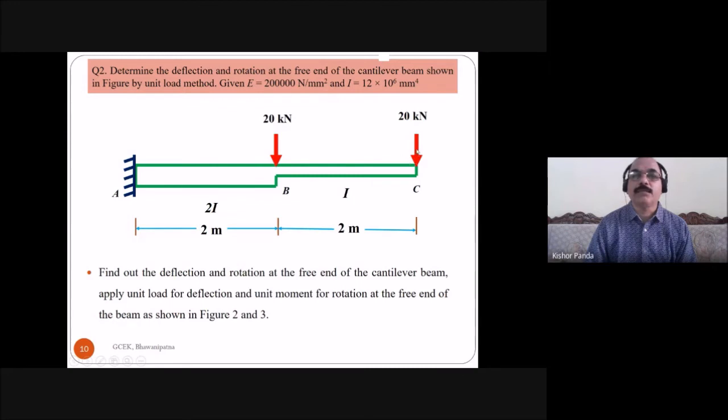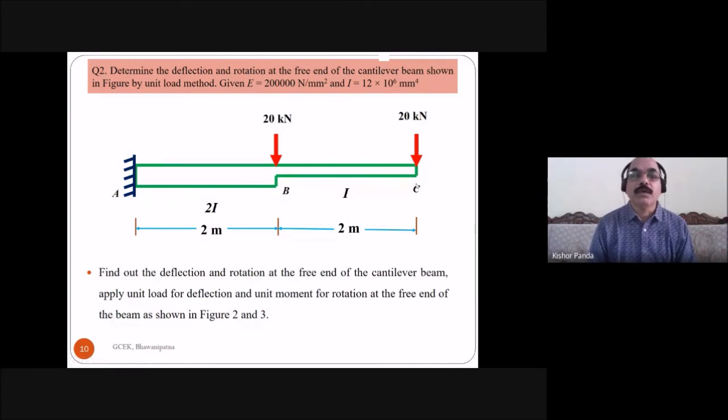of the cantilever beam. Cantilever beam ABC has one load at point B, 20 kilonewton, and another load at the free end C, 20 kilonewton. So you have to find the rotation and deflection at the free end. Here you have to find the deflection and rotation.